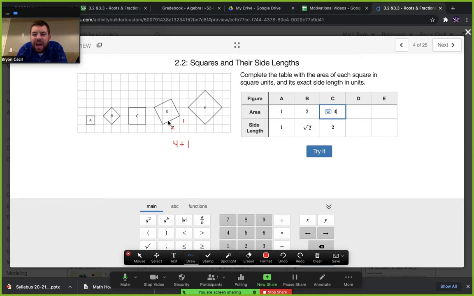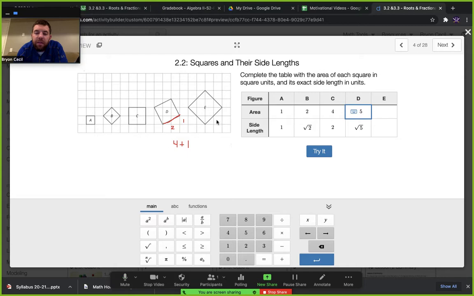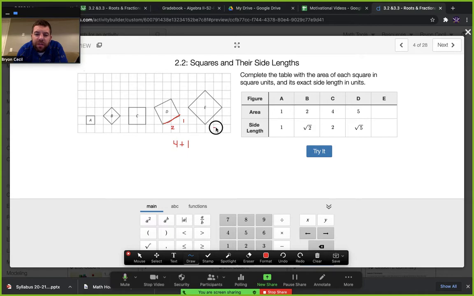So this side here is going to be the square root of 5, which means in the area, the square root of 5 times the square root of 5, I'm going to get 5. And then E, ladies and gentlemen, I go over 2 units, up 2 units. So 2 squared is 4, plus 2 squared, which is another 4. So that's going to give me 8. Square root of 8.